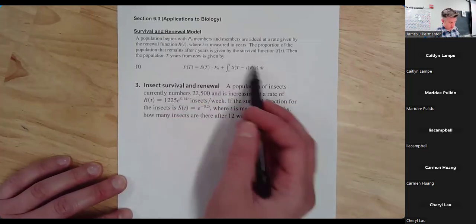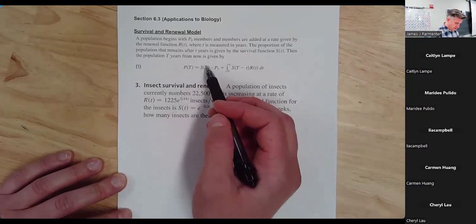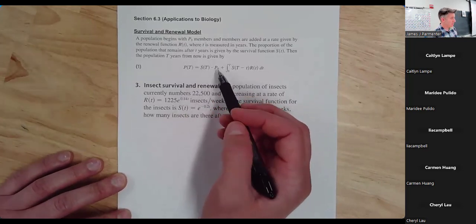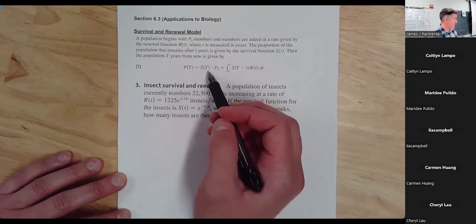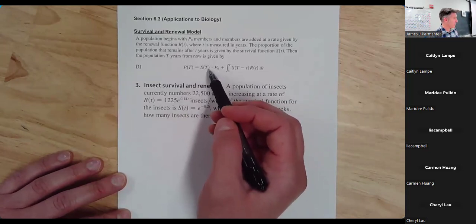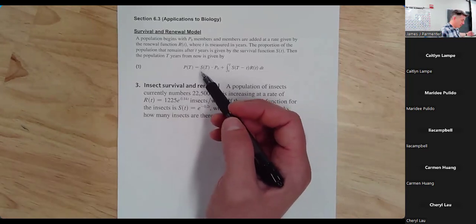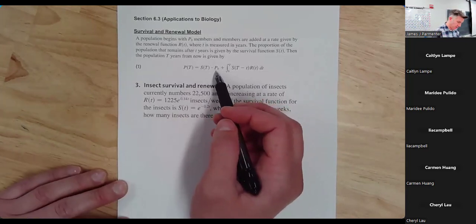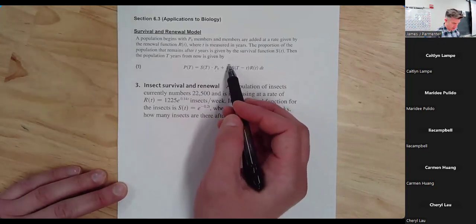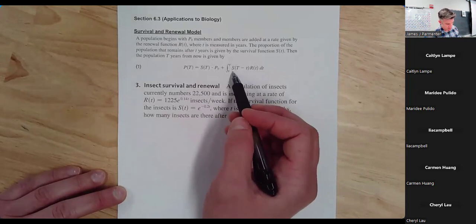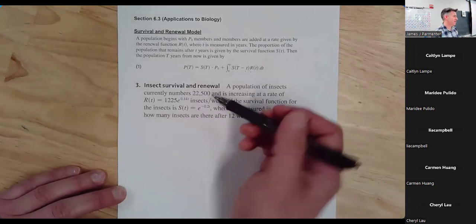So here's the equation. The population at time T is equal to the survival function, evaluated at the end time, whatever T years happens to be, multiplied by the initial population. Capital T is not a variable. Capital T is just how long we're doing this for. And then you add the integral from year 0 to the end year of the survival function of capital T minus the variable t, times R of t. That's a lot of stuff.